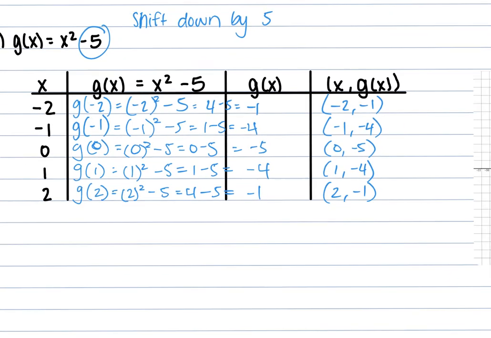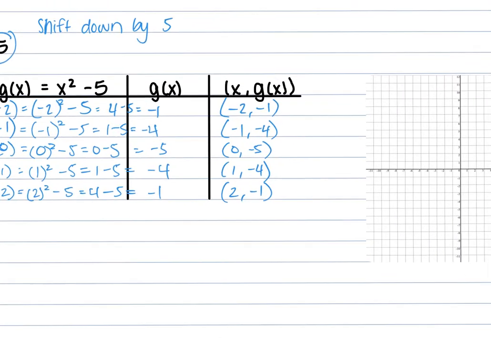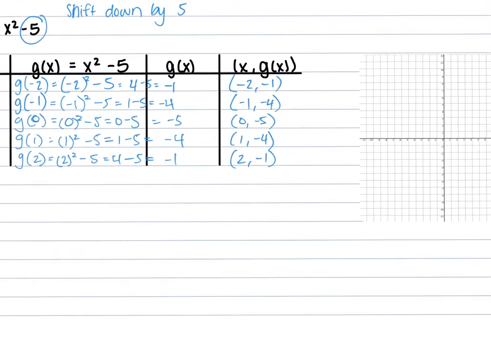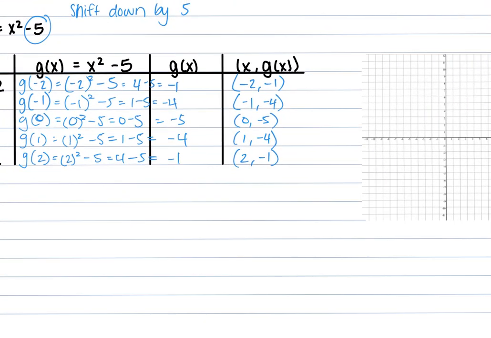Beautiful. All right, so once I plot all of these, I'm going to see that the only shift is moving it down by 5. It should still be right side up, like a regular U-shaped parabola, because my A value is not negative, okay? My A value is 1. So negative 2, negative 1; negative 1, negative 4; 0, negative 5; 1, negative 4; and 2, negative 1.